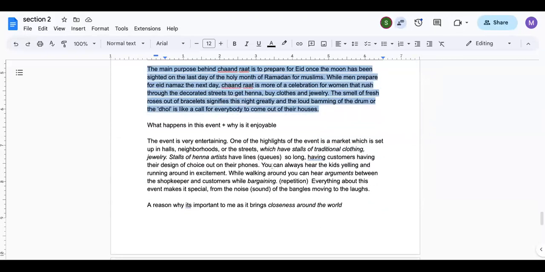Another thing is that we need to remember that it's descriptive. Because you keep thinking that you're supposed to describe something, you are repeating it. So you need to make sure that every single time you're describing something, either it is something completely different or you're describing it in a separate way. So for example, when you talk about henna, one aspect can be that the stalls are so populated and so full and there are queues. That's one aspect of it.